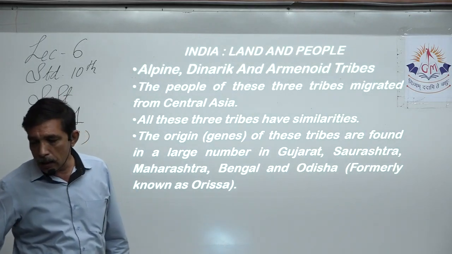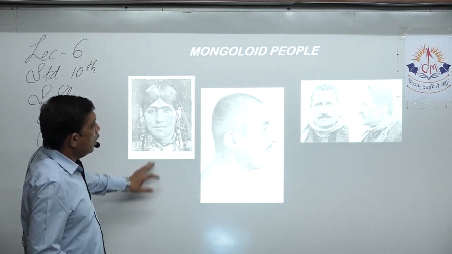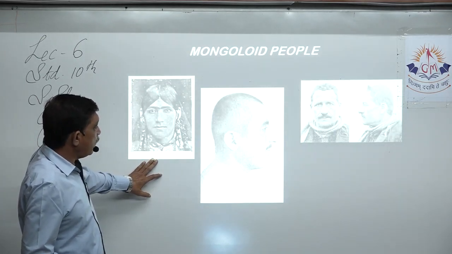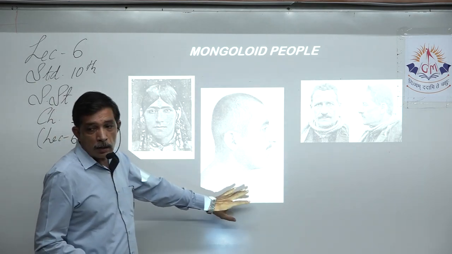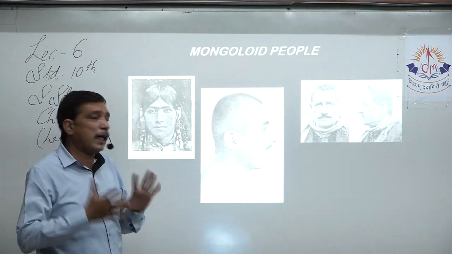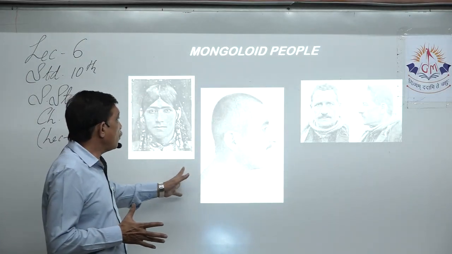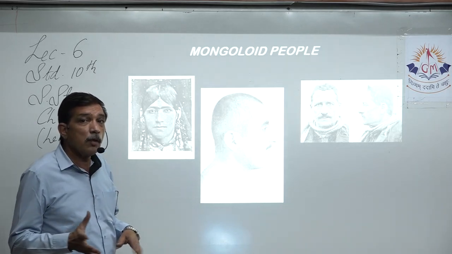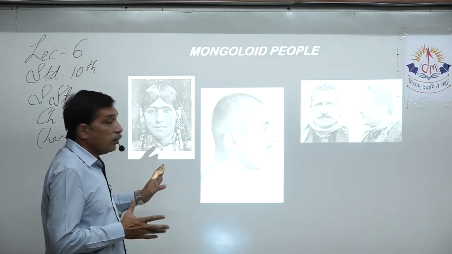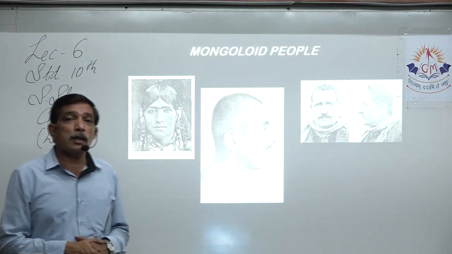Now let us look at the picture so that it becomes clear to you. Alpine, Dinaric and Armenoid tribe people look like this. These are the physical features. Yes, the photo may be say 200 years old, but the physical features match with the original Alpine, Dinaric and Armenoid tribes.